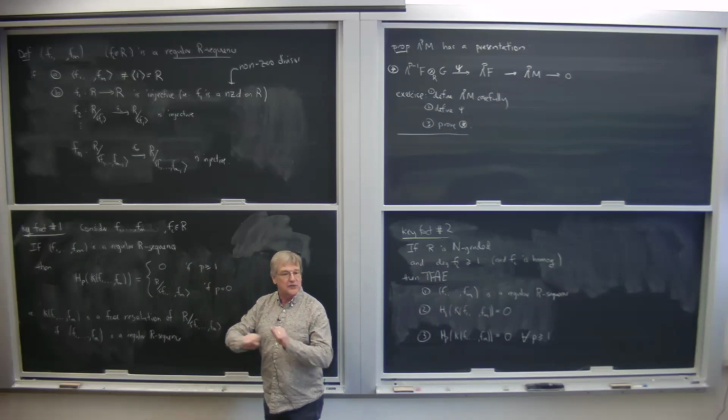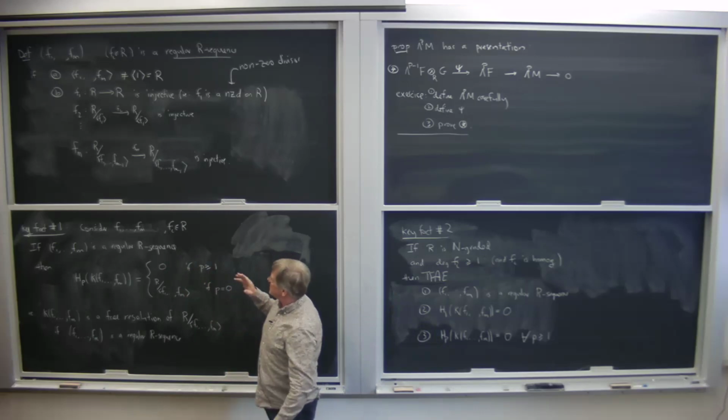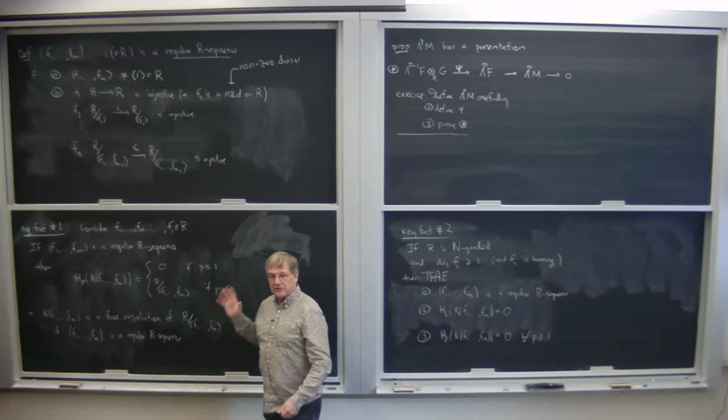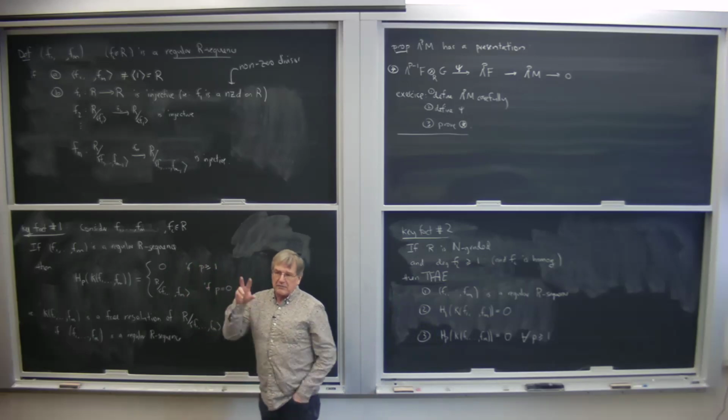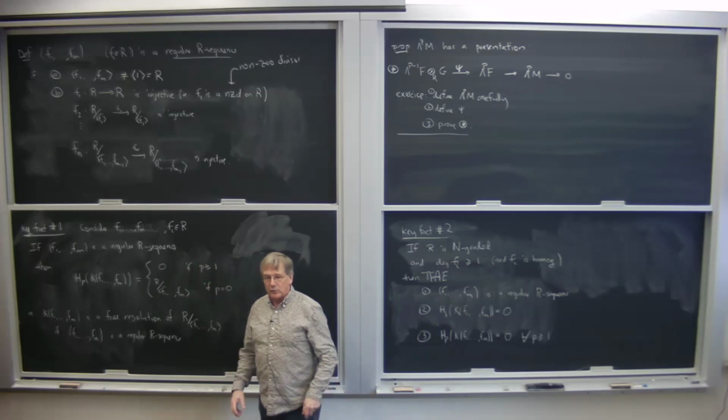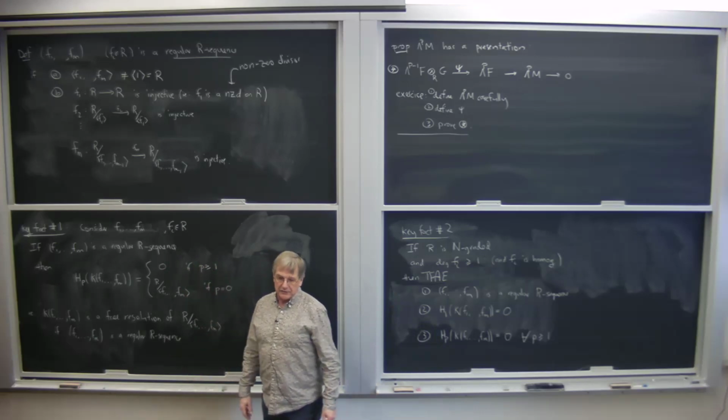S is graded standardly by degree of x_i equal to 1, and then this is a bunch of homogeneous elements, and then you have the regular sequence. And it's called regular because regular element is another word for non-zero divisor.